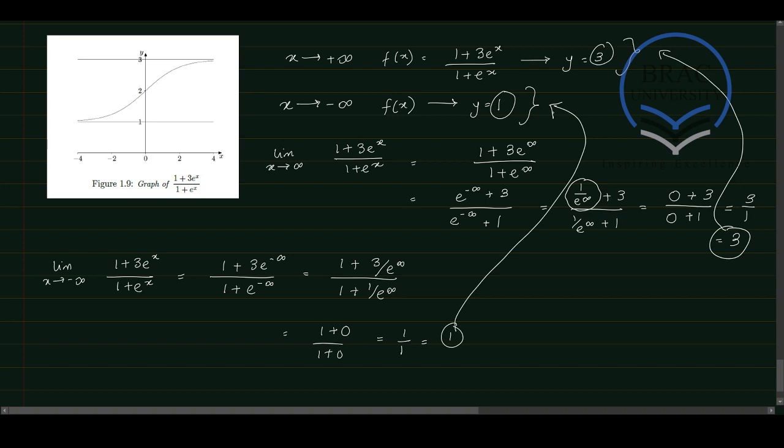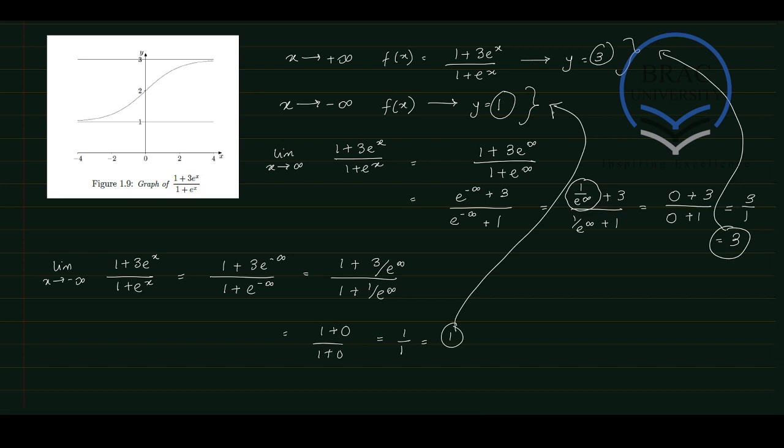So you see how, even graphically, when we analyze the graph of this function, we got the value of the function approaching a finite value as x tended to either positive infinity or negative infinity. And you can also see that algebraically, when we manipulated the function, we also got the limit to be the same thing.